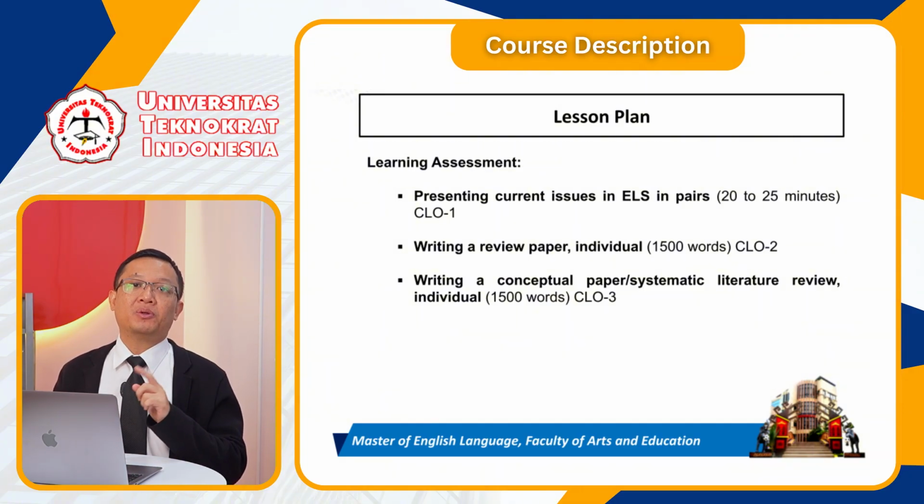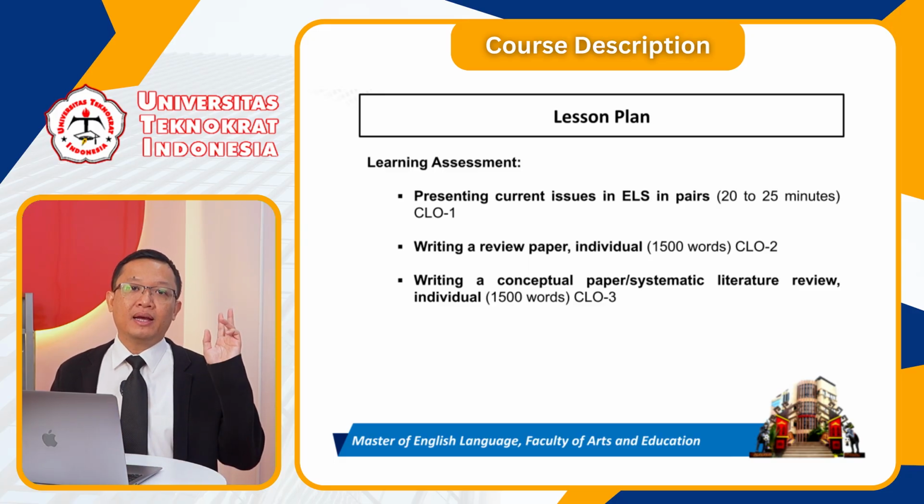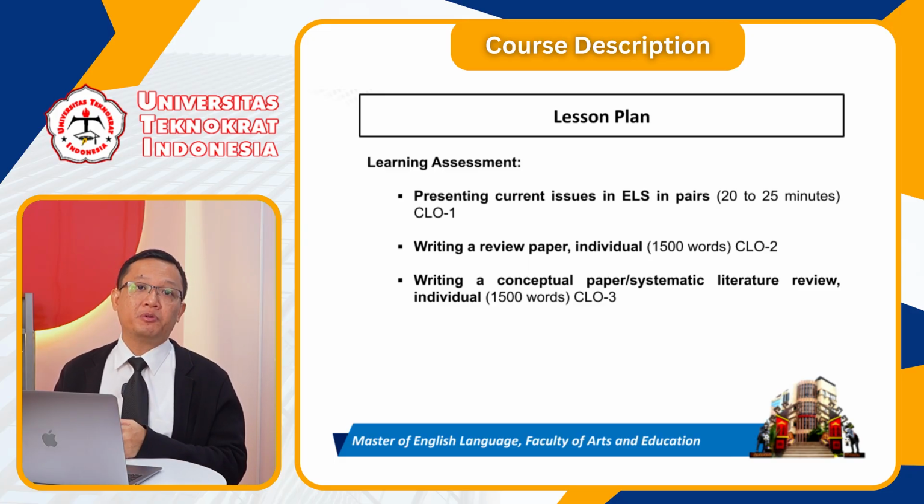That's what we call CLO1. All right. And then assessment number 2 will be writing a review paper. It will be individual. So basically you need to write around 1,500 words of review paper. So it will be your assessment number 2, or we call it CLO2.